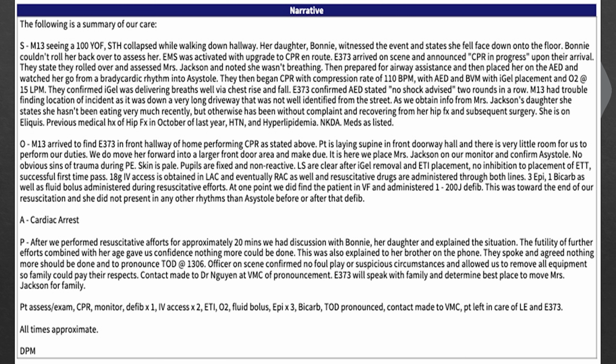Now, here's an ALS narrative, right? Feel free to pause it here. I'm not going to go through this entire thing verbatim, but this is how I write most of my narratives, not just on cardiac arrests, but you'll see that I actually isolate S, O, A, P: subjective, objective, assessment, and plan. Take the time to write down all the details, right? Put the reader in the room with you.